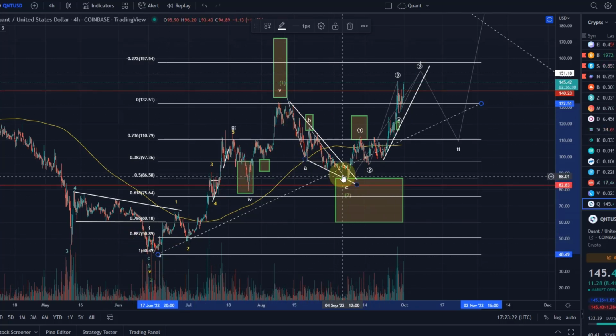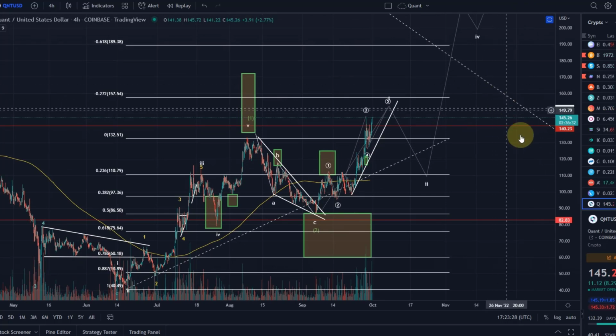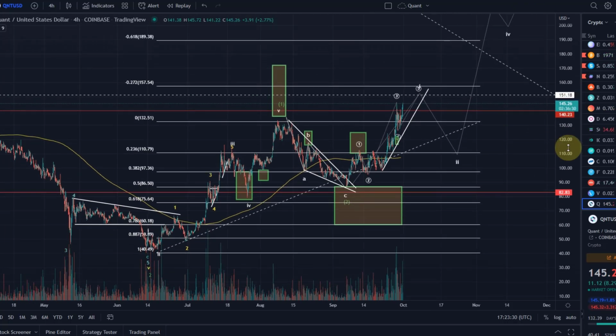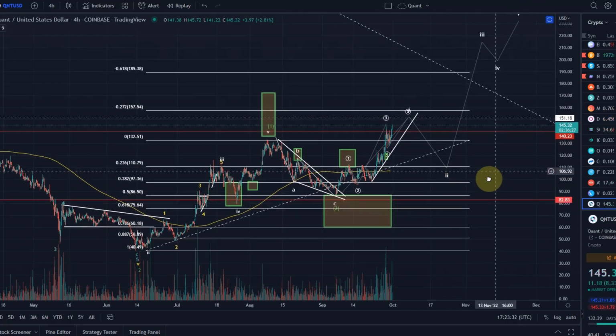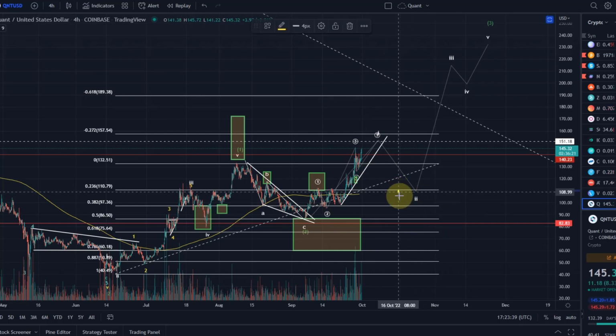Okay, so we have to assume at the moment that this was a wave 1, this here was a wave 2, and we're already on our way into the wave 3, which would be sitting somewhere up there, I think around $230, $240. Of course, this is not going to happen in one straight line. So I'm looking to accumulate in the wave 2 area. So I'm going to scale in here. Not entirely clear yet where that area will be, but we'll keep an eye on that.